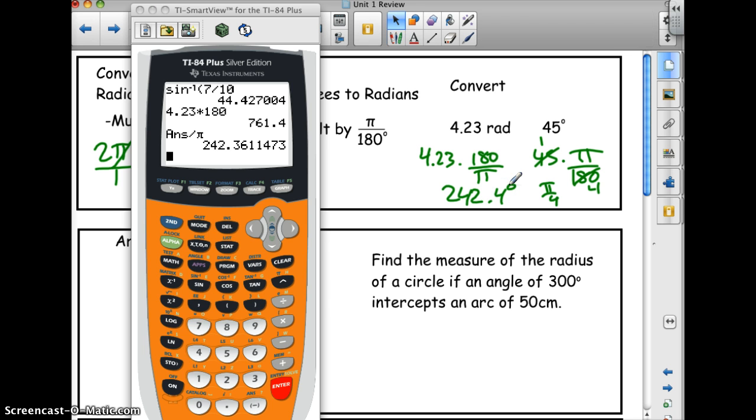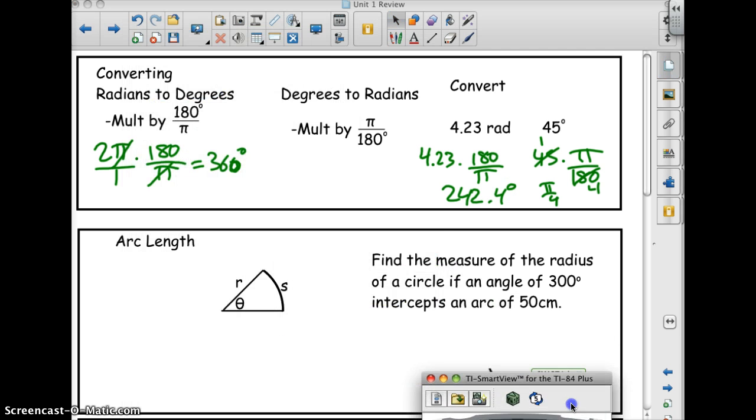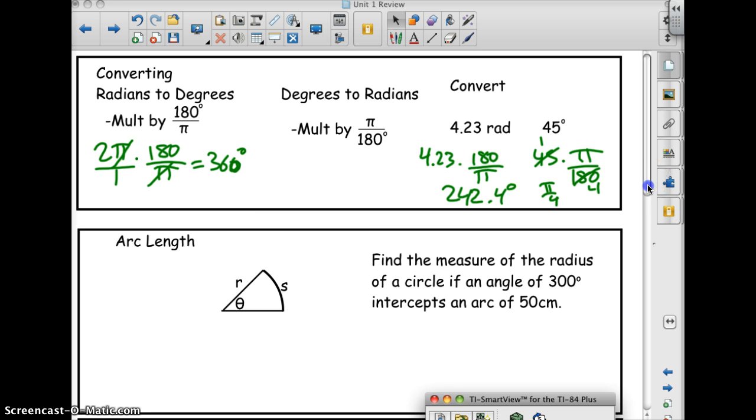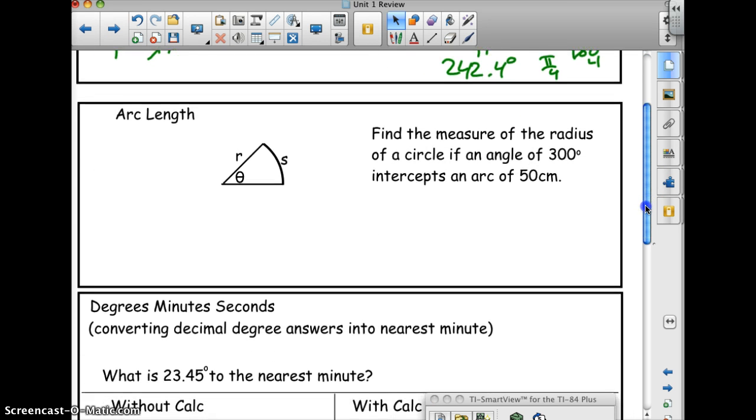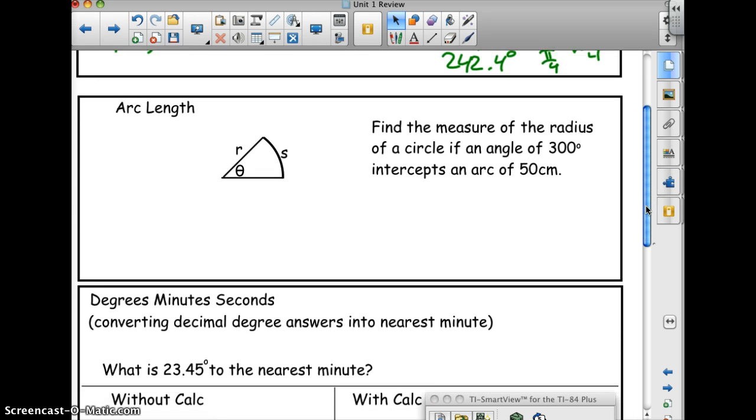Okay, so that's how you convert something from radians to degrees. And we usually work pretty much in degrees in this class, so if they give you something in radians, go ahead and change it to degrees, okay? And then work with it. Unless you're doing arc length, okay? Arc length must be in radians, okay? So that's the first thing you need to say. Must be in radians.